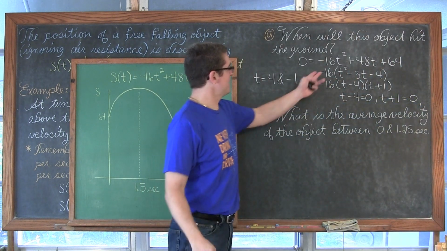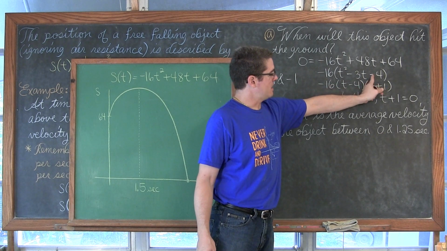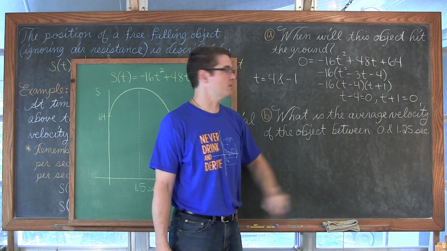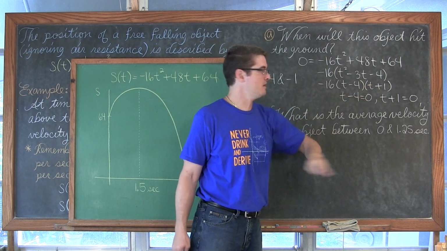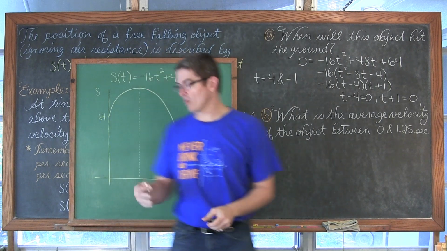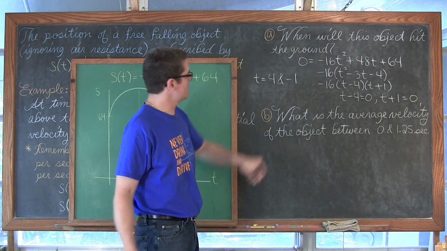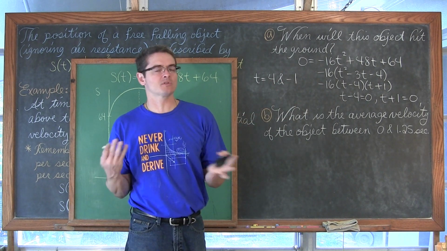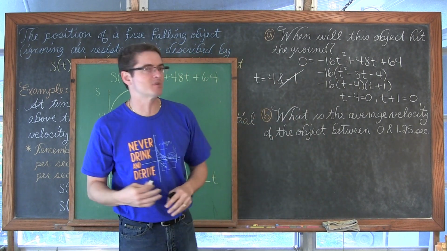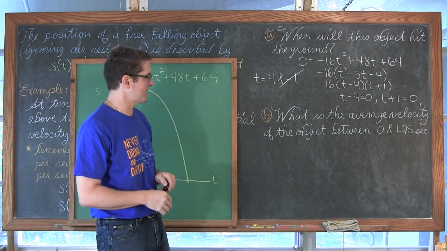So as promised, we factored out the negative 16. We got t squared minus 3t minus 4, and factors of negative 4 that add to negative 3 are negative 4 and positive 1. Setting each one of these factors equal to 0, we find that this parabola is crossing the t-axis at values of negative 1 and 4. But we're talking about time, of course, and there's no such thing as negative time. Can't go back in time and change things, right? So the object is going to hit the ground after 4 seconds.